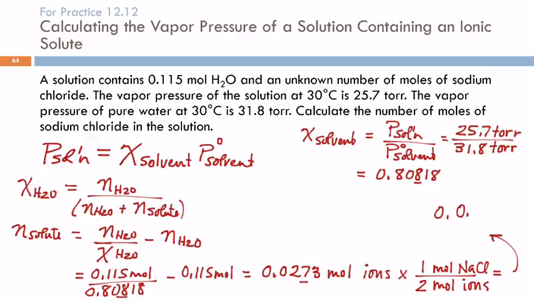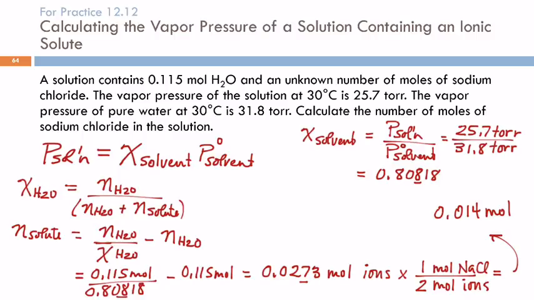And where did you get 1 mole of NaCl per 2 moles of ions? From the formula itself. So when I look at this formula, NaCl, when that ionizes, it forms 2 ions. 1 unit forms 2 ions. So 1 mole of sodium chloride forms 2 moles of ions. Okay. So there would be about 0.014 moles of sodium chloride.